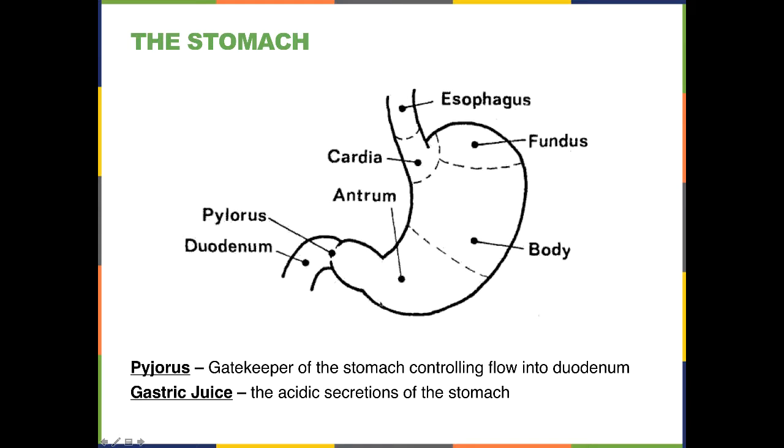Gastric juice, as I said, is primarily secreted by the antrum, and it mixes together with the material in the stomach to continue digestion.